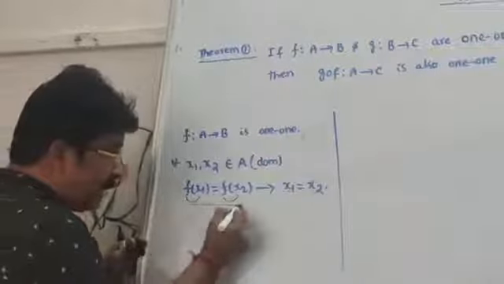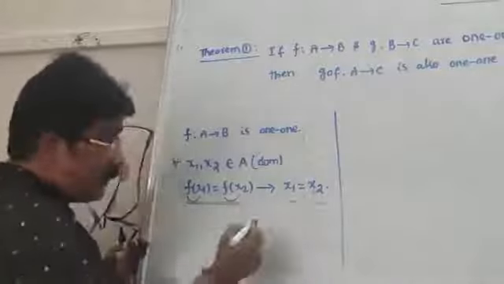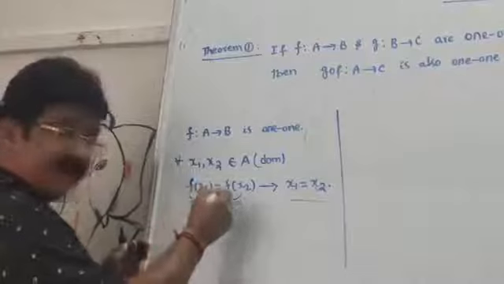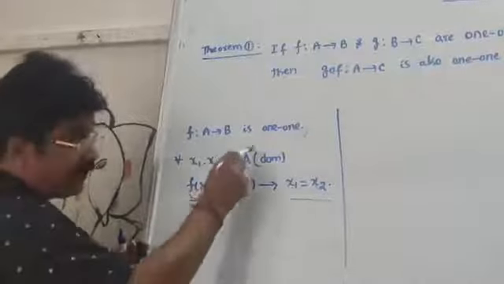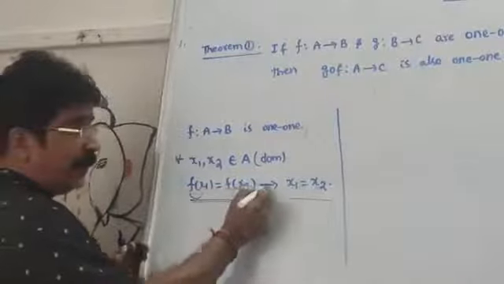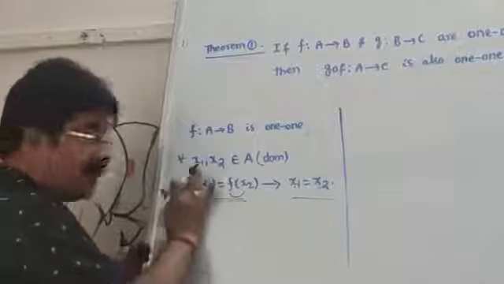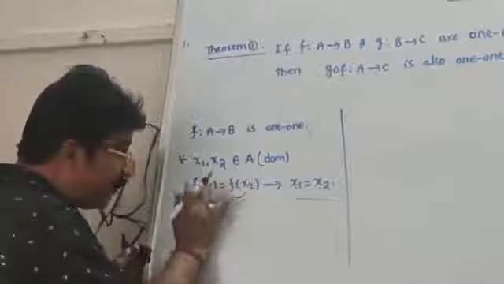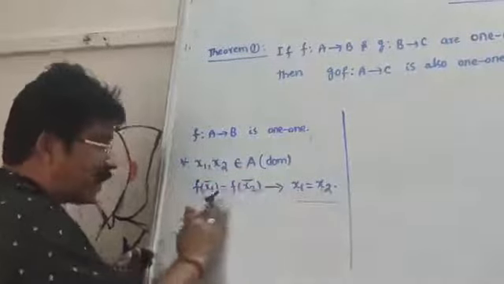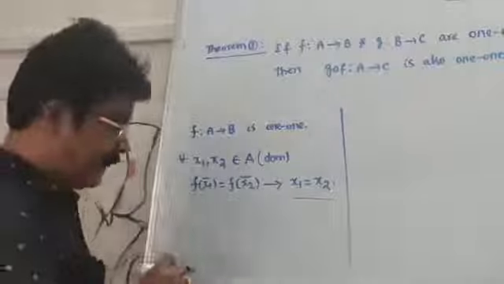What is the difference between this step and this step? There is no f. Means, bluntly, we are striking it out. Remember, for one-one function, f of x1 equals f of x2 implies we are erasing f, and just writing x1 is equal to x2. Remember this procedure. Remember this notation.